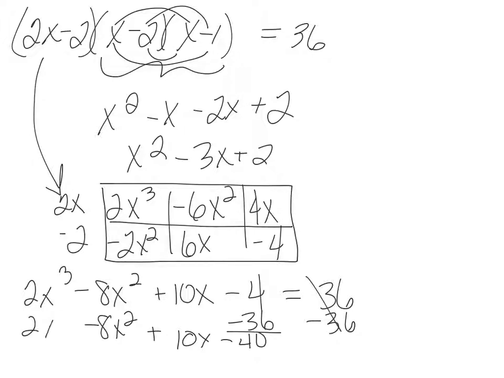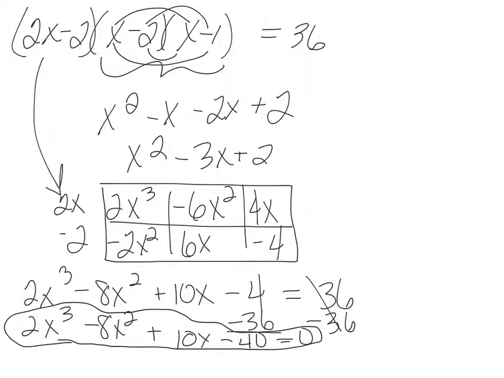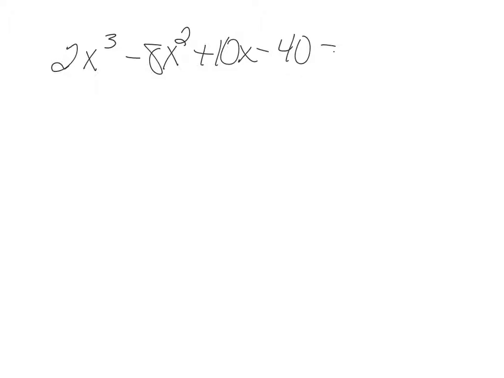So what I need to do to solve for x is set my equation back equal to 0 and refactor it, which makes it the longest problem on the face of the planet. Not really, but you know what I mean. So I have to refactor this so that I can figure out what x equals. So I need more space. So I have 2x cubed minus 8x squared plus 10x minus 40 equals 0.